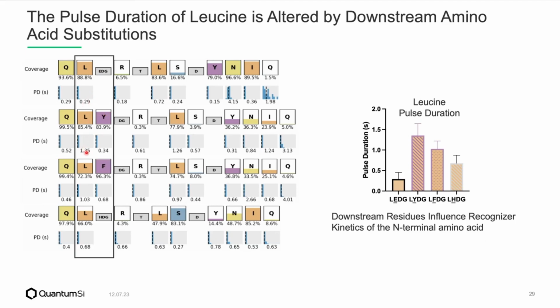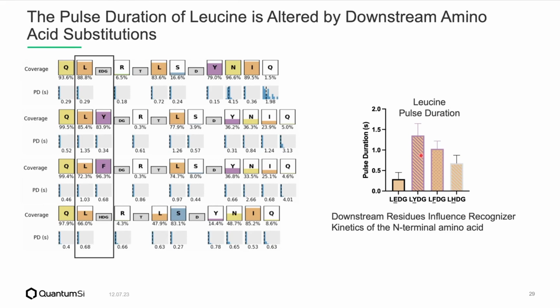We can then again change this preceding residue for the leucine, or in this position 3, going from a tyrosine to a phenylalanine. That again results in a corresponding change in the pulse duration, where we were previously at 1.35 seconds with tyrosine. We're now down to just about 1 second in the presence of this phenylalanine.